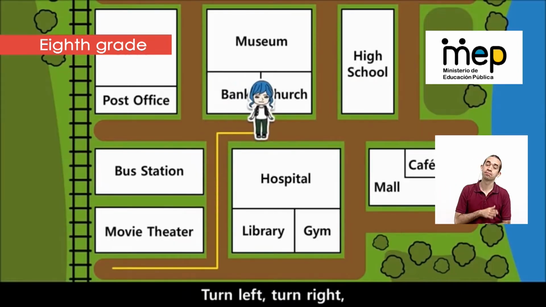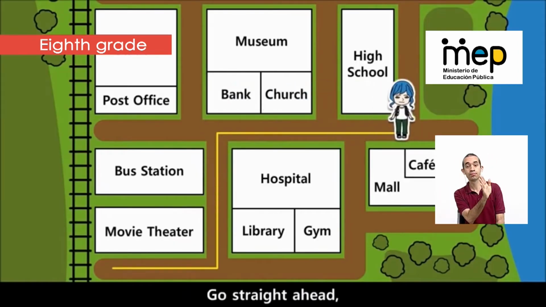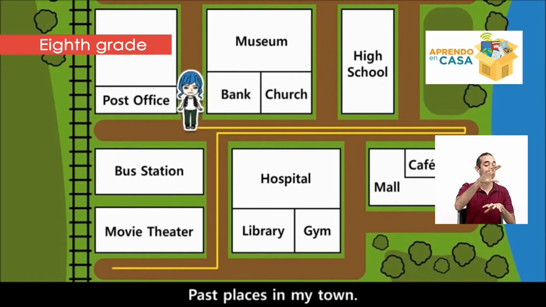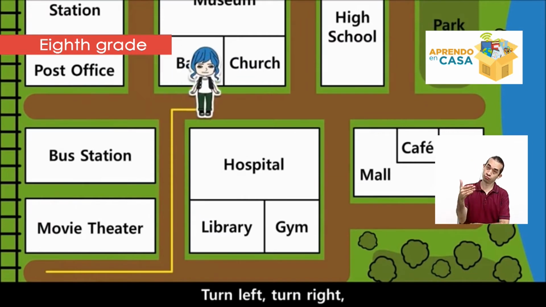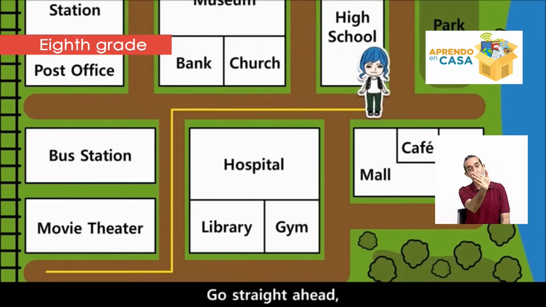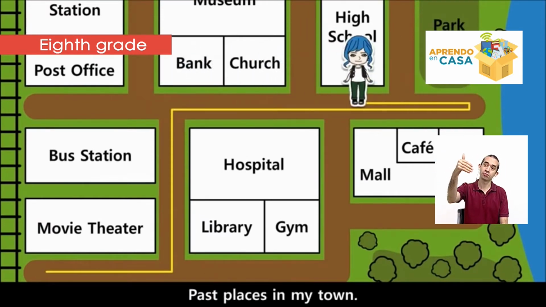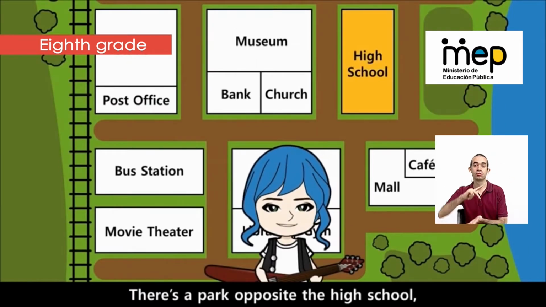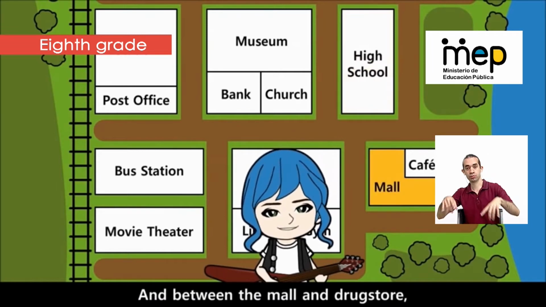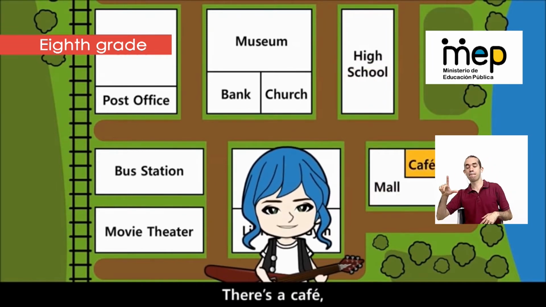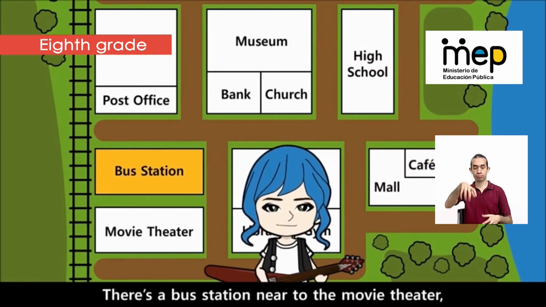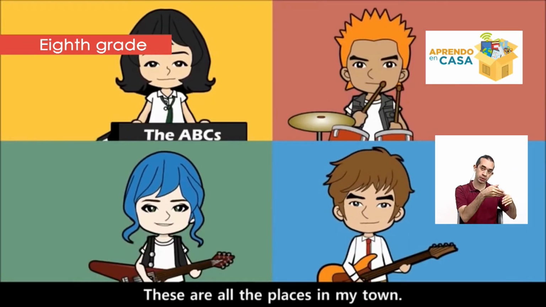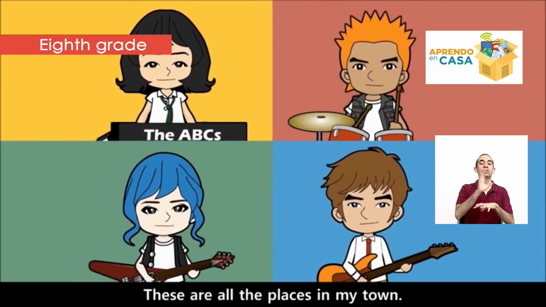Turn left, turn right. Go straight ahead. Up the street, then back down past places in my town. There's a park opposite the high school. And between the mall and drugstore, there's a cafe. There's a bus station near to the movie theater. These are all the places in my town.